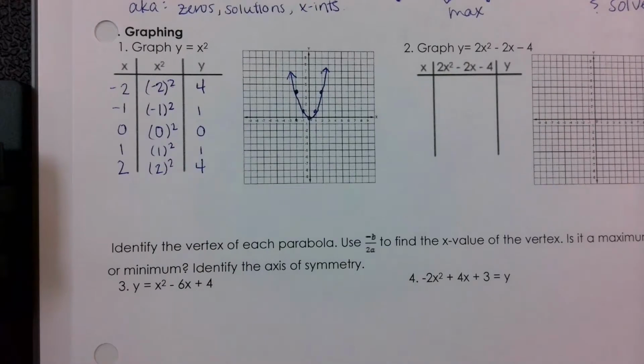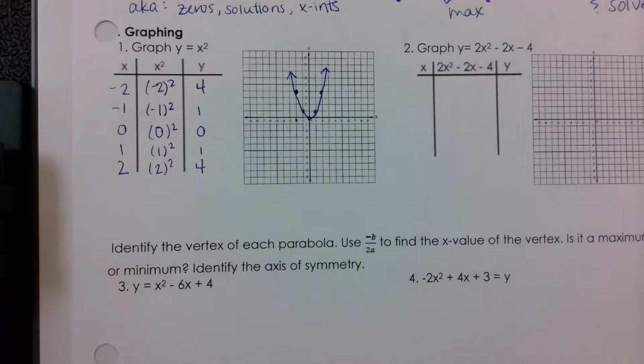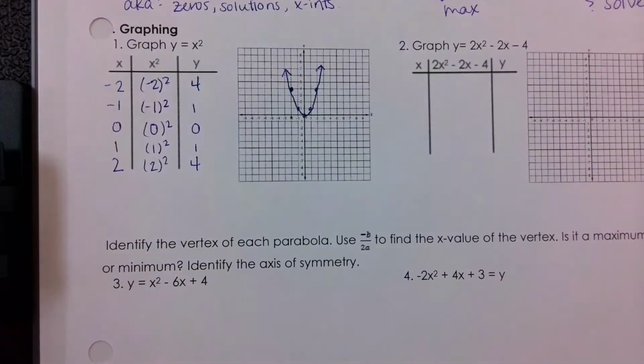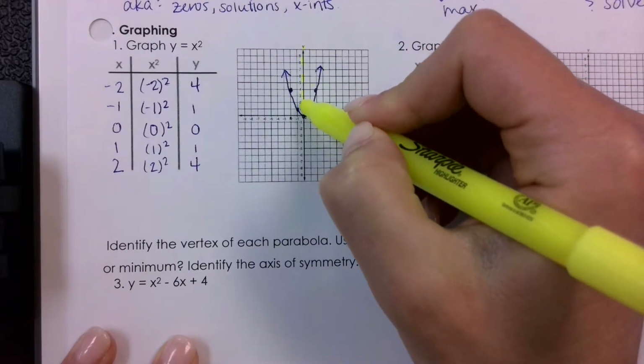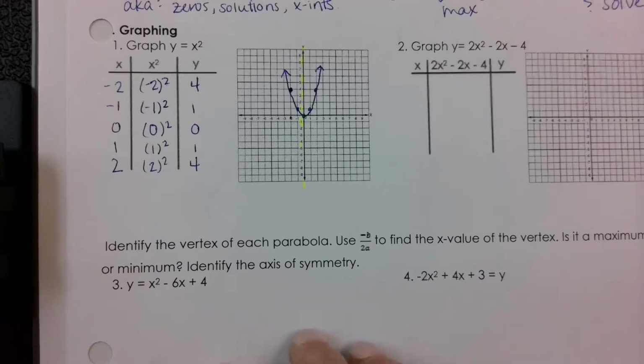We talked about your axis of symmetry earlier. That's the imaginary line that you could fold it on, and it would be the same either way. Can you tell where you think that might be here? Probably right about the y-axis, because it's just centered right there. So that would be x equals 0. Again, that's the imaginary line that you could fold it on, and it's going to be the x value of your vertex. We're going to practice with that a lot more down here.